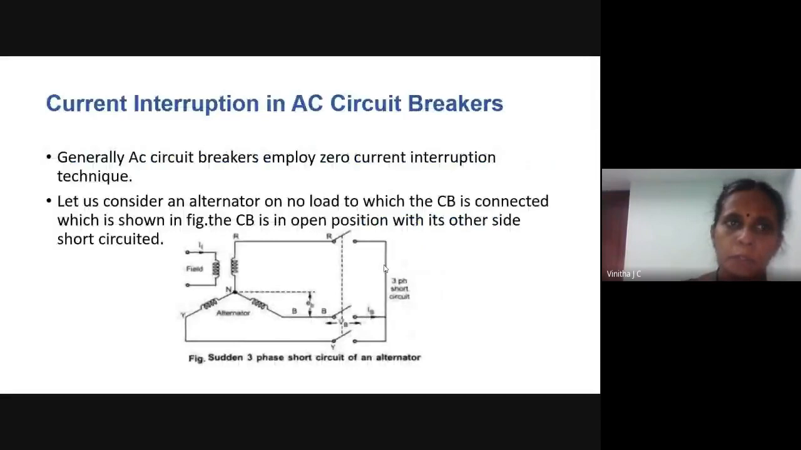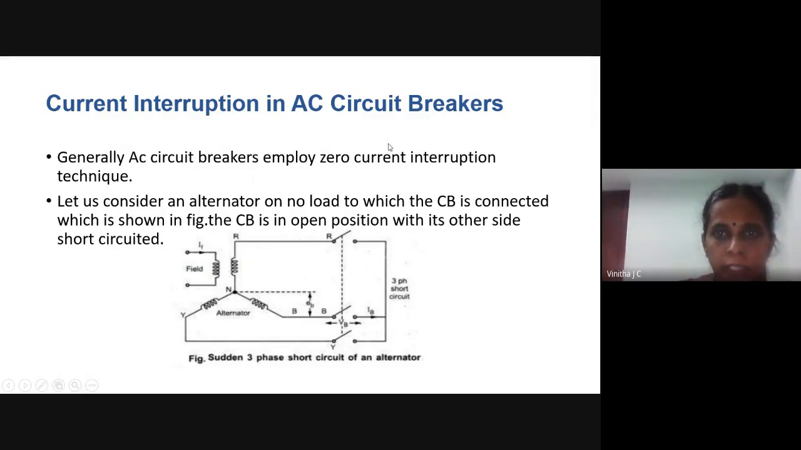Today I am going to give an explanation about current interruption in AC circuit breakers. We all know that, depending upon the input supply, circuit breakers are classified into two types: DC circuit breakers and AC circuit breakers. If the input supply to the circuit is DC, then the circuit breaker used is called a DC circuit breaker. If the input supply is AC, the type of circuit breaker used in the circuit is called an AC circuit breaker. Let us see how the current is interrupted in the case of AC circuit breakers.